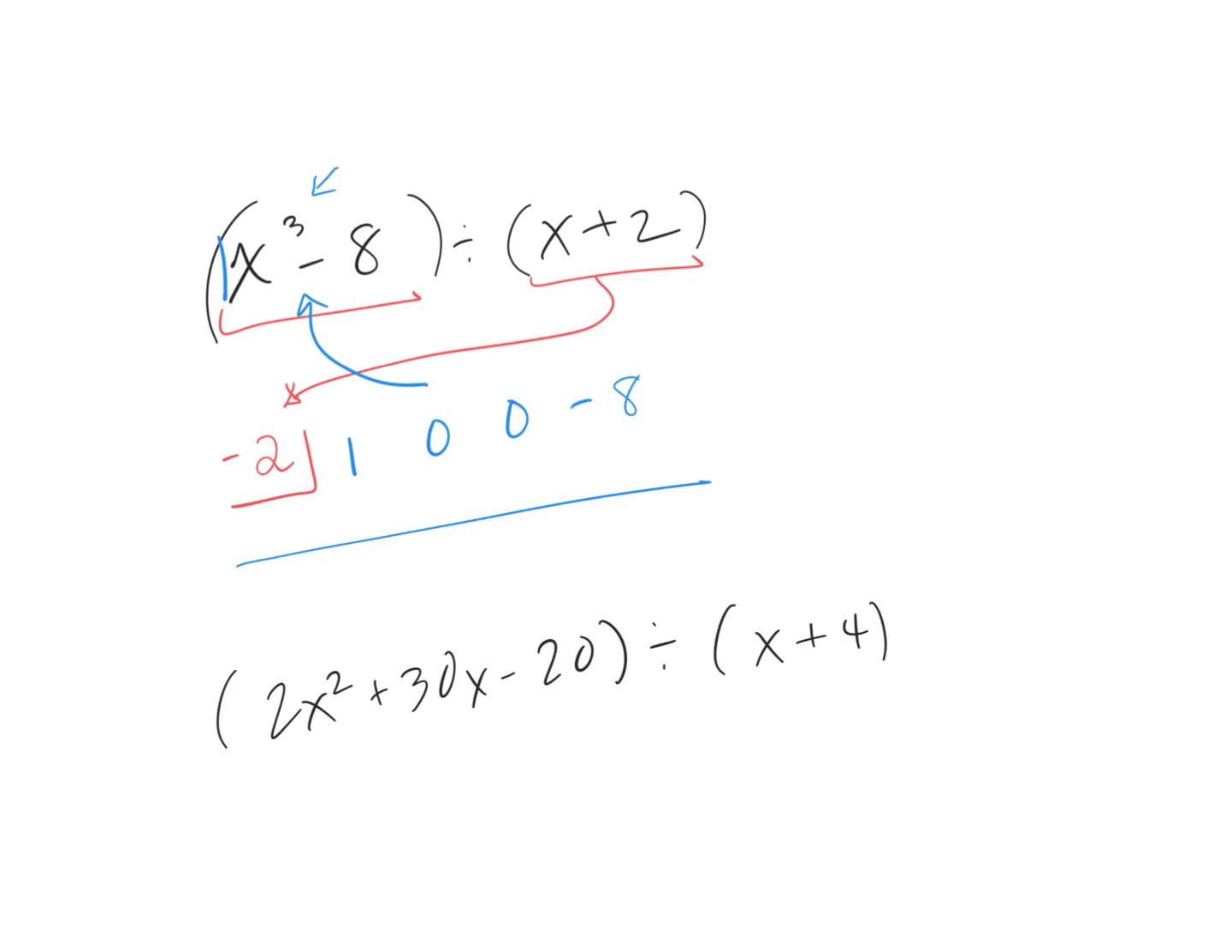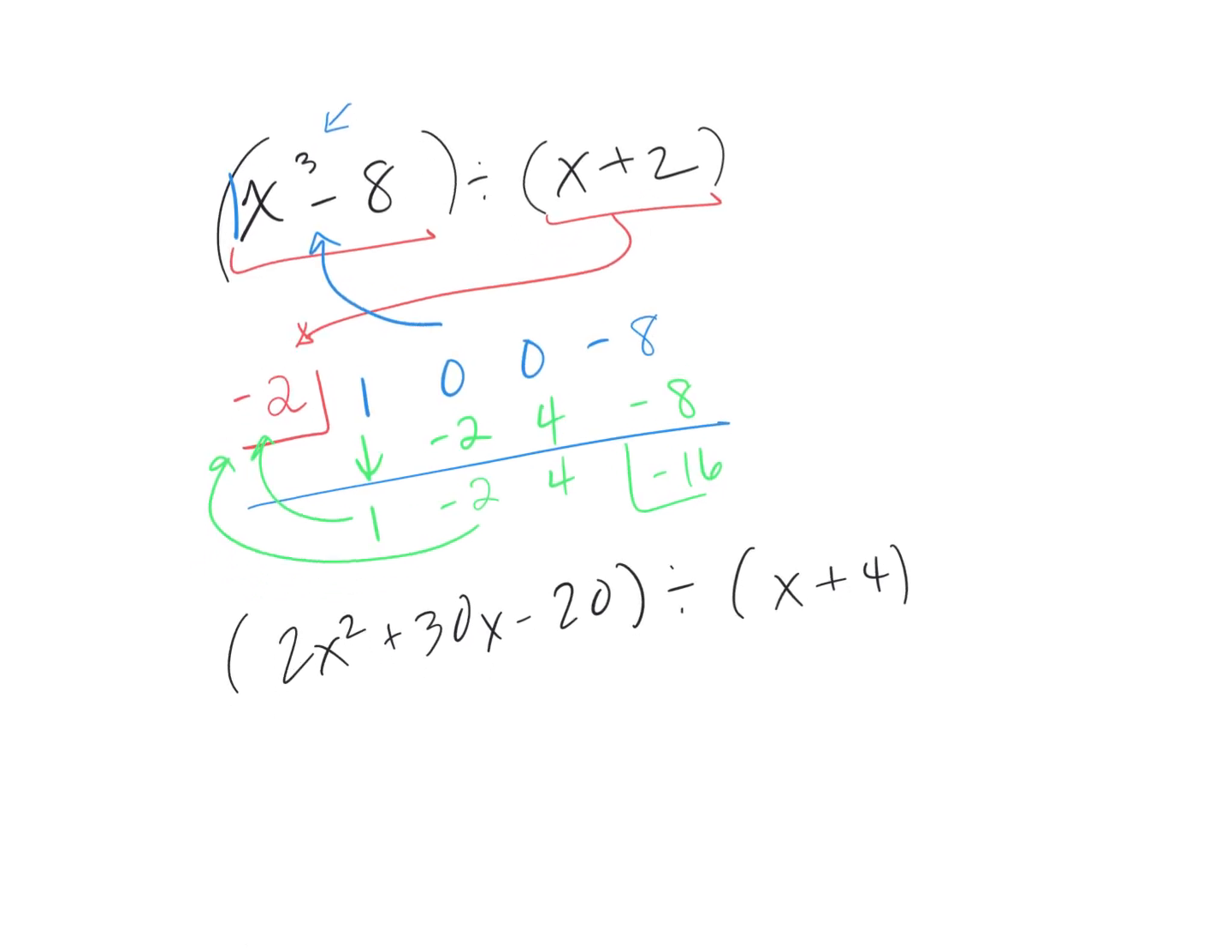So then to do the synthetic division, I bring down my 1, multiply it by negative 2, and combine those, that makes negative 2. Multiply that, I get a positive 4. Add 0 and 4 together, I get 4. And multiply, and I get negative 8. And that combines to make negative 16.